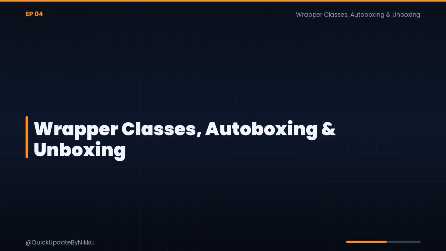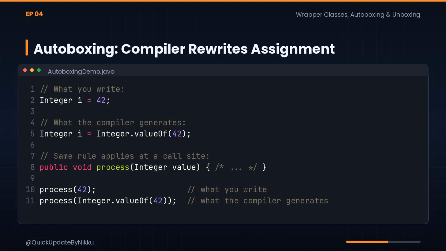Autoboxing and unboxing look like language magic, but they are entirely compiler-generated method calls. Understanding exactly where and how the compiler inserts those calls is the foundation for writing efficient Java code that avoids unnecessary object allocation. Autoboxing is defined in Java Language Specification Section 5.1.7. Every time you assign a primitive int to an Integer reference, or pass a primitive int where an Integer parameter is expected, the compiler silently inserts a call to Integer.valueOf.